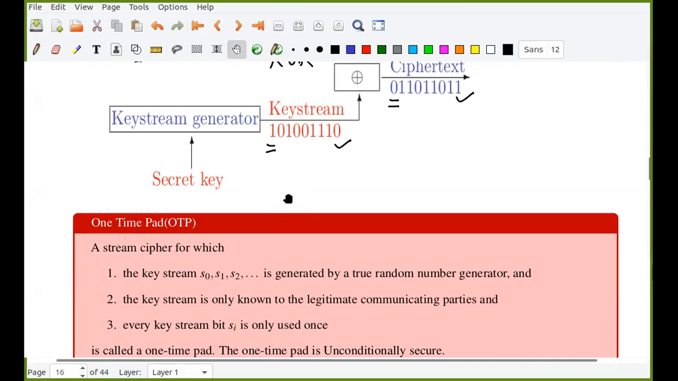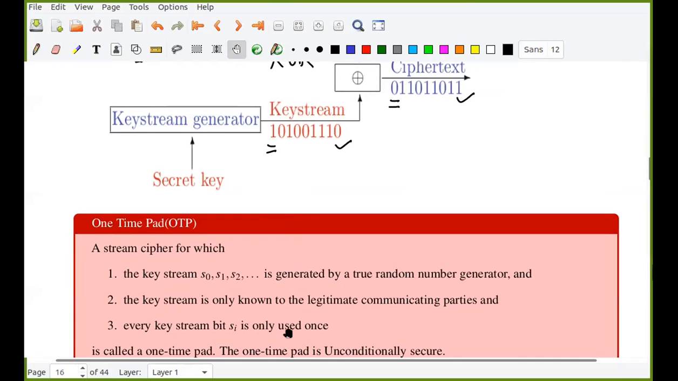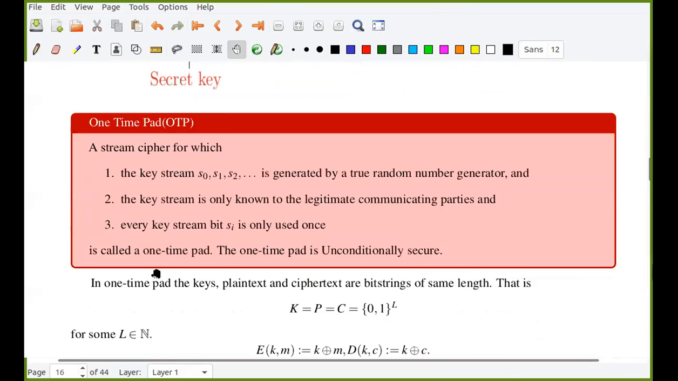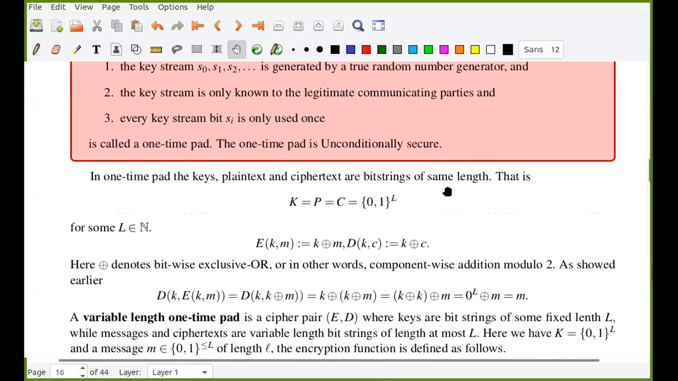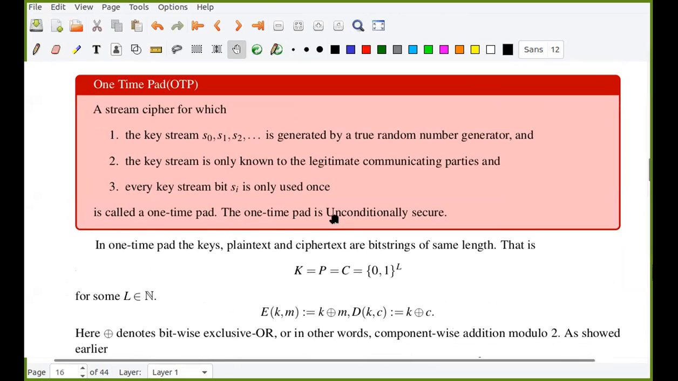We can find out somehow. Are you following what I'm saying? Yes, sir. So this is called a cipher. This is proved to be unconditionally secure. There is no doubt at all. No one can break the one-time pad.